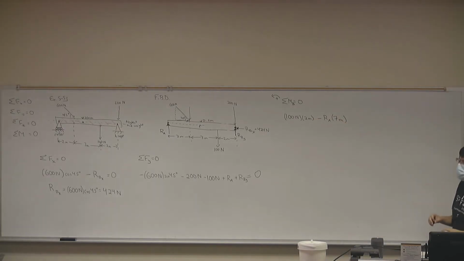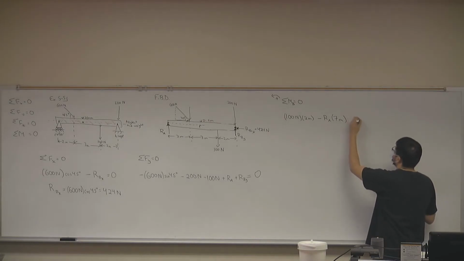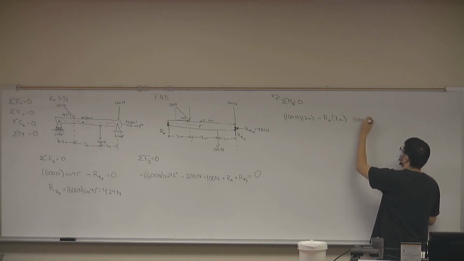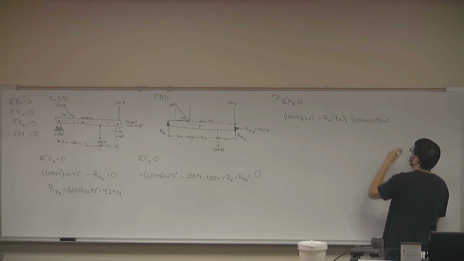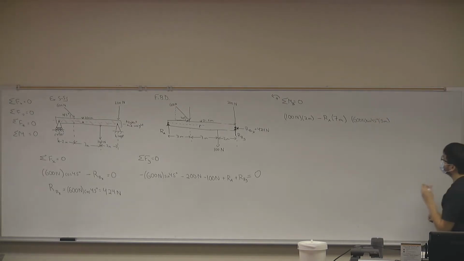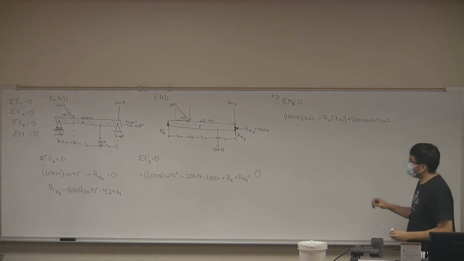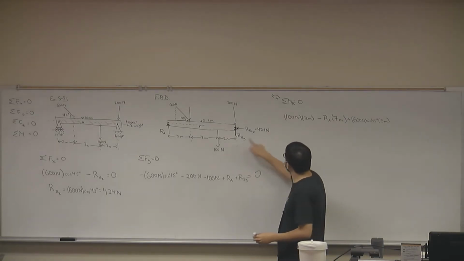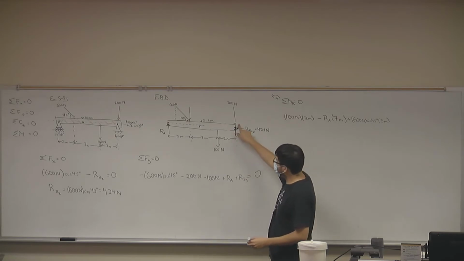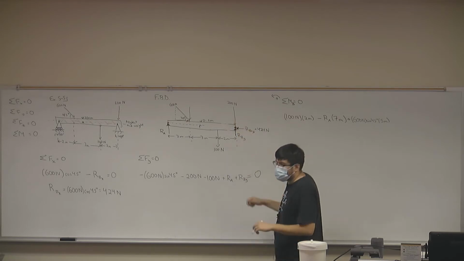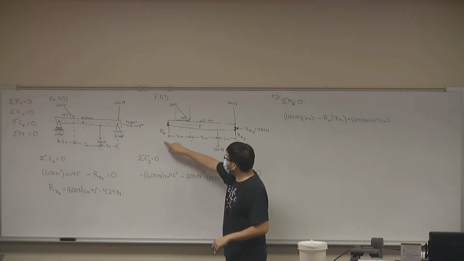Chris? The 600 sine 45 times 5 meters. And would that be positive or negative? Positive. Will? I considered the 100 Newton force that's making a rotation about this point. Right? I don't have to consider these three because they all go to 0. I consider my RA. I consider my vertical component.